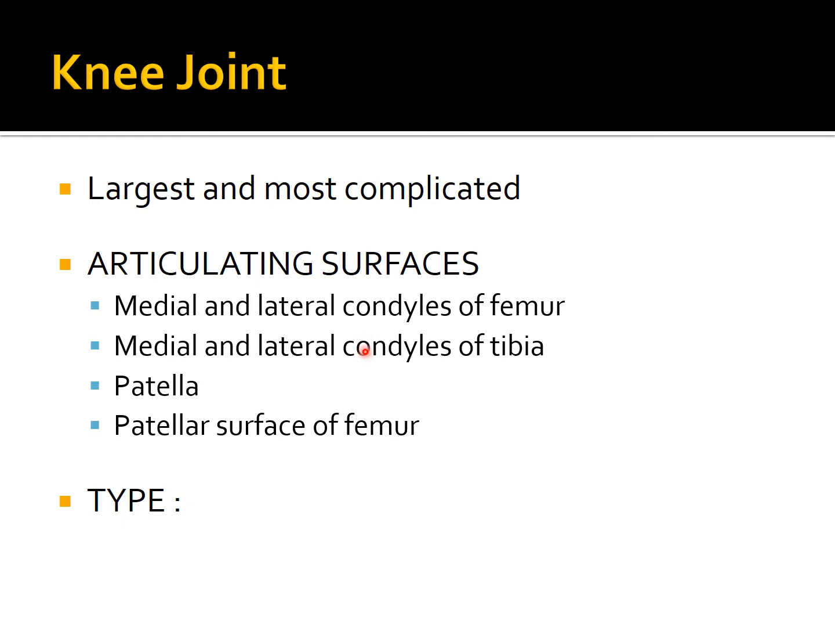Now, what type of joint is it? We all know that it's a synovial joint, but what type of synovial joint is it? It's a type of hinge joint as well as a plain gliding joint. The hinge joint is between the femur and the tibia, and the plain gliding is between the patella and the femur.